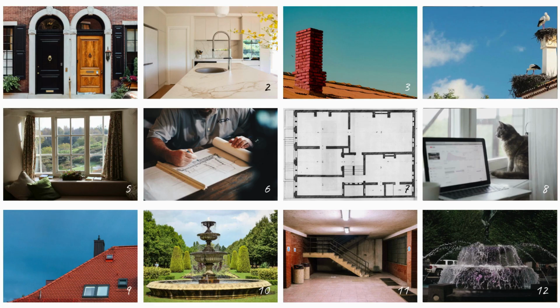Picture number 2 is of a countertop with a faucet and sink on it. There is a sink in the countertop and a faucet on it. This is likely a kitchen. The countertop looks to be smooth and flat.